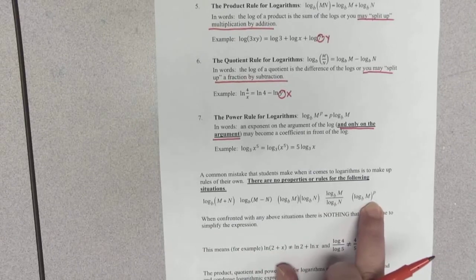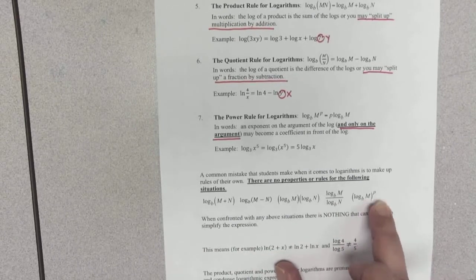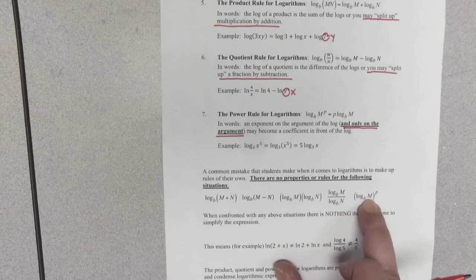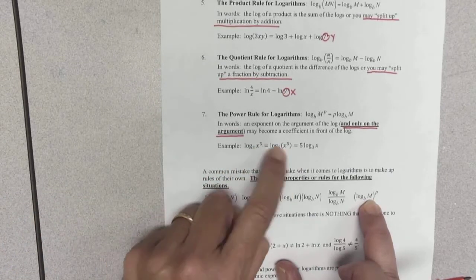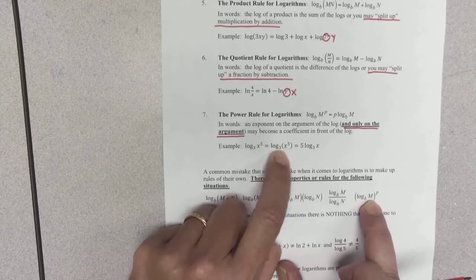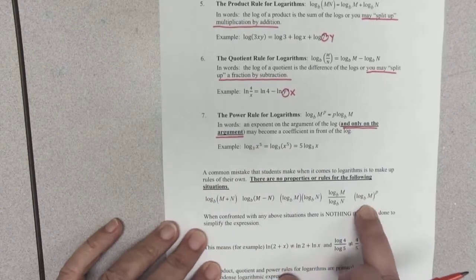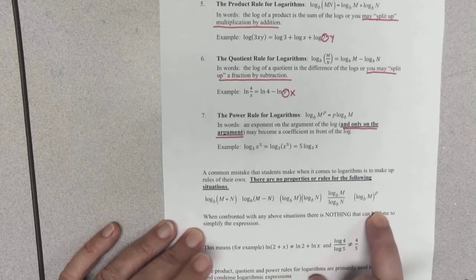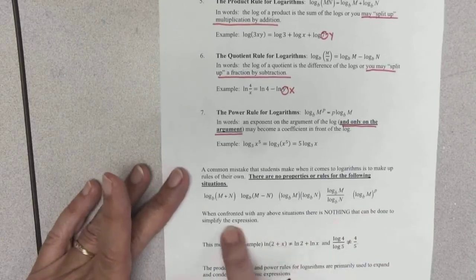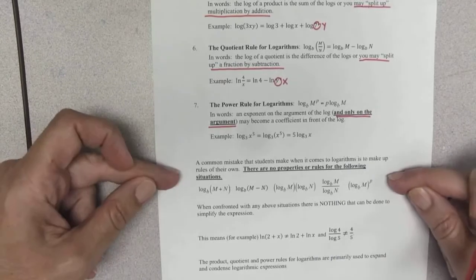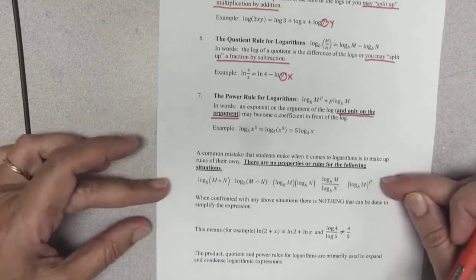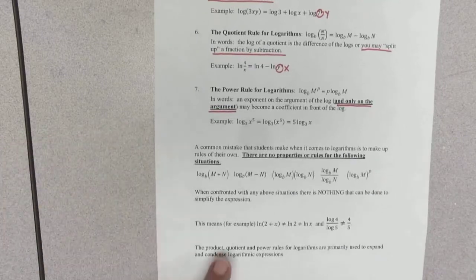And then lastly, we do not have a rule for when the exponent applies to the entire logarithm. The rule we have talks about when the exponent applies just to the argument. So up in here, just to the x. If the exponent applies to the entire logarithm, there's no property for that. So as it says down here, when confronted with any of the above situations, there's nothing that can be done to simplify the expression. If you encounter these and you were told to simplify, you'd be done. There's nothing else you can do.